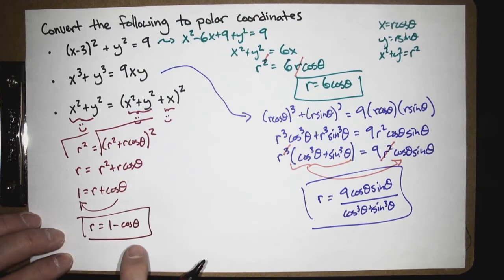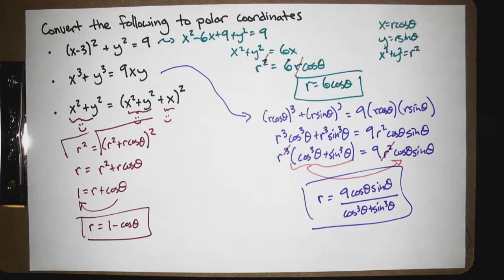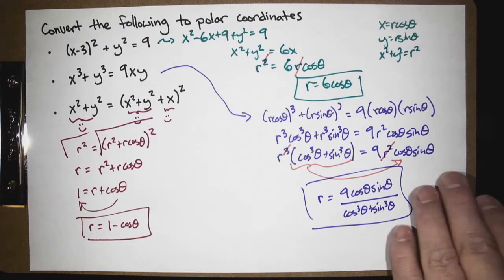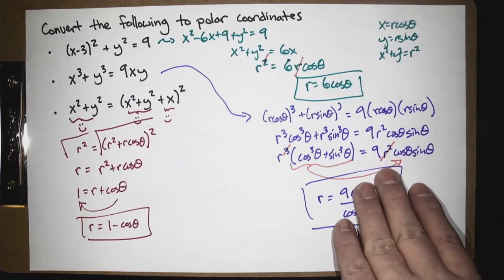Now, this seems a lot more reasonable than that. If you saw x squared plus y squared equals the quantity of x squared plus y squared plus x squared, you'd be like, no. But if you saw r equals 1 minus cosine theta, you're like, maybe. In fact, maybe we could graph that. This seems like we have a chance to sketch it. But if we're going to sketch it, we should talk about sketching. All right, so how do you sketch?